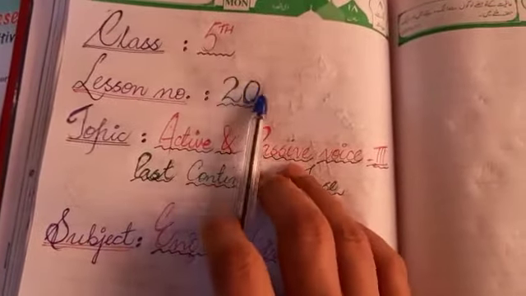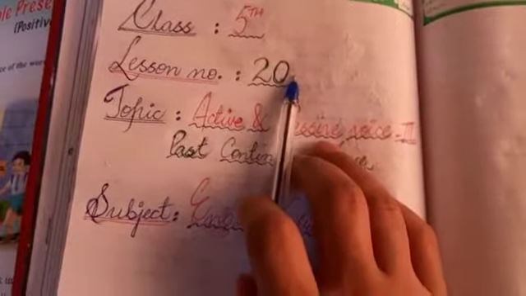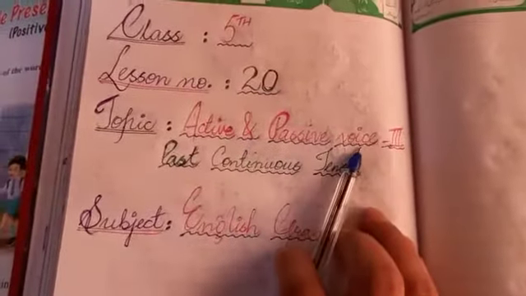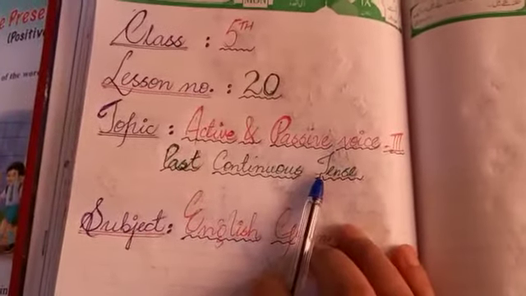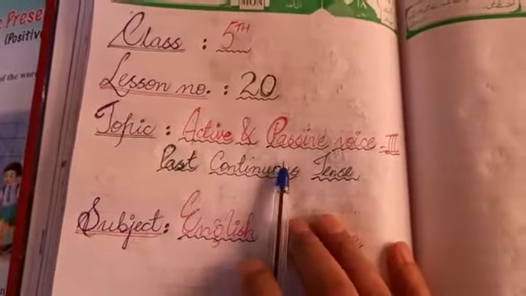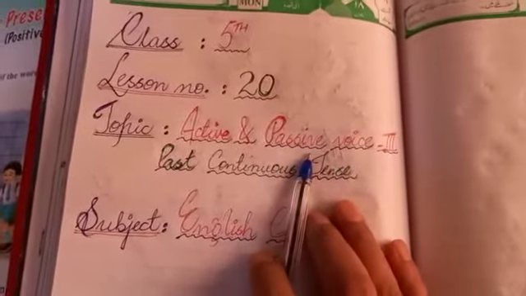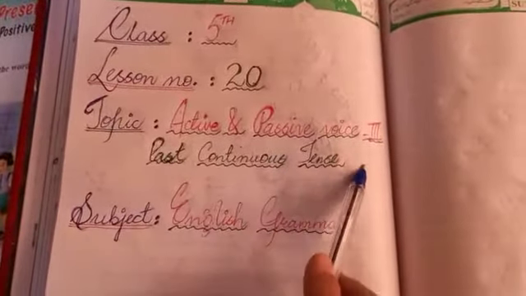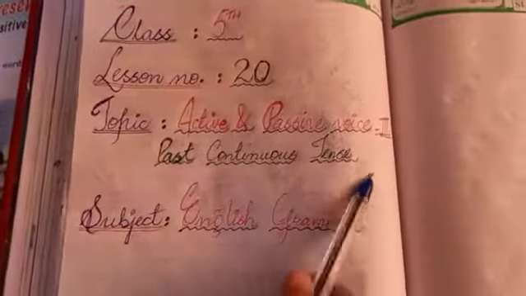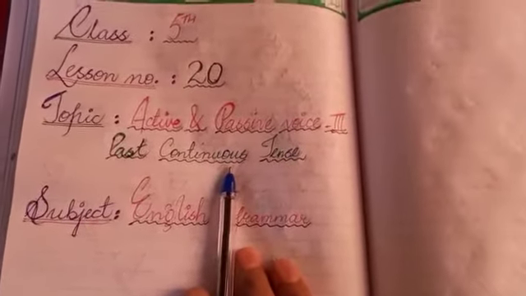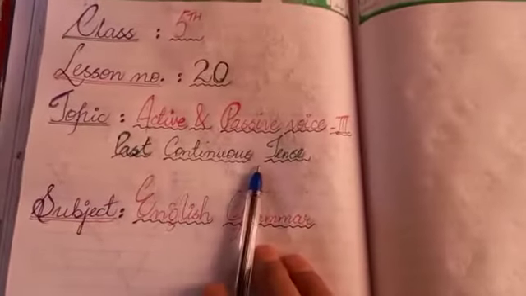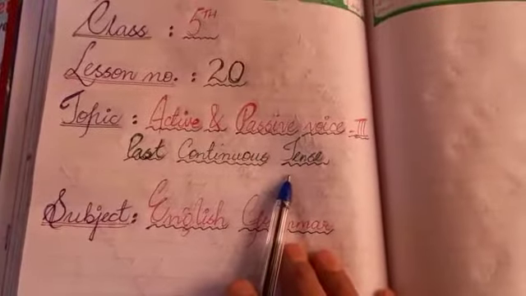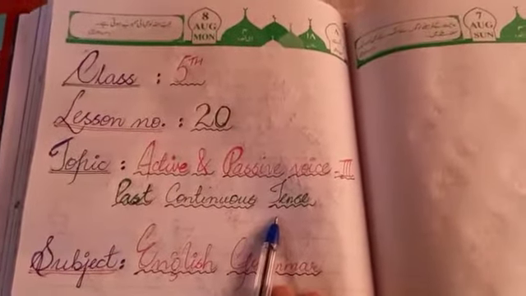Today we are going to start another topic from your English grammar book. It is lesson number 20 of your grammar book, and the topic is active and passive voice for past continuous tense. My dear students, in your previous classes we have learned active and passive voice for simple present tense, for simple past tense, for present continuous tense. Now we are going to take up another tense, past continuous tense. Today we will be learning how to convert a sentence from active voice to passive voice in past continuous tense. Okay, my dear students, so let's get started.